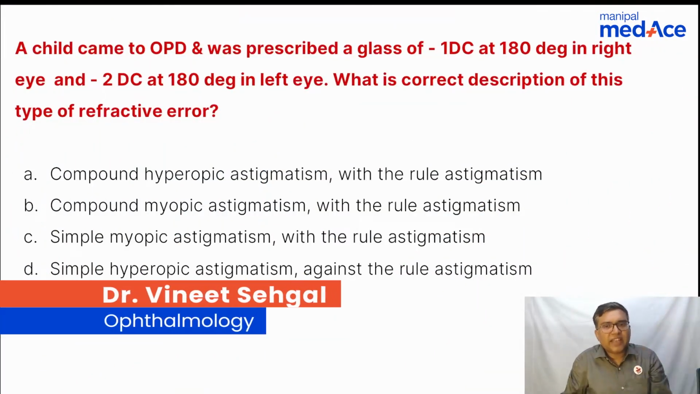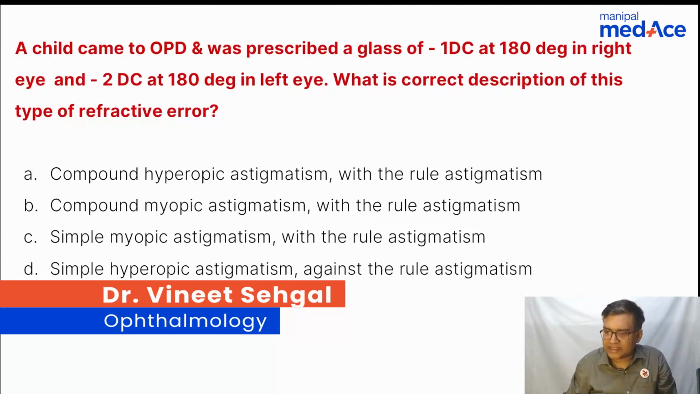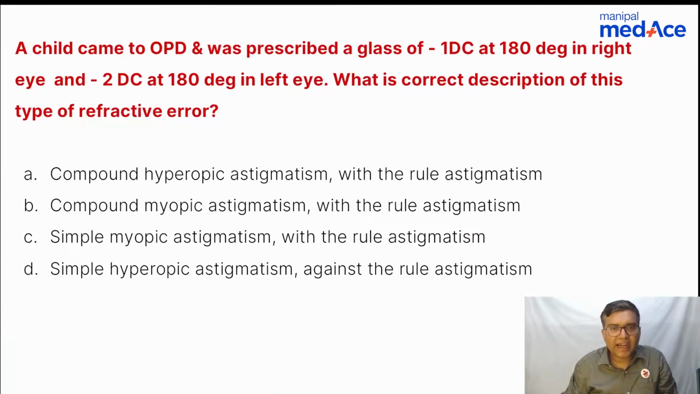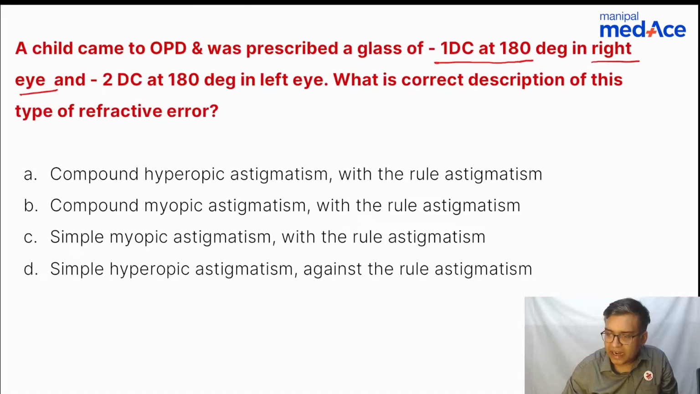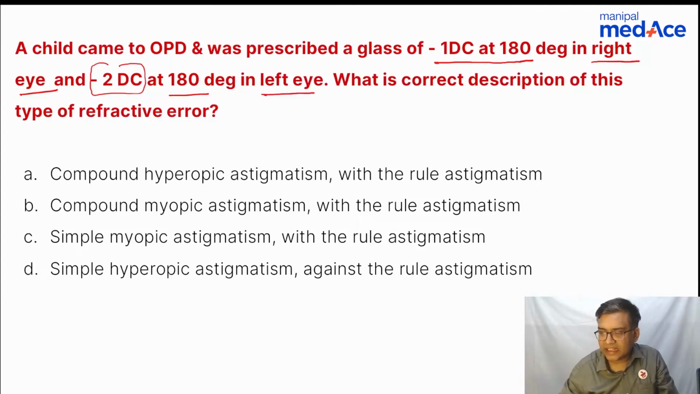So let's start with our first question. A child came to the OPD and was prescribed a glass of -1 diopter cylinder at 180 degree in the right eye and the same -2 diopter cylinder at 180 degree in the left eye. So what is the correct description of this type of refractive error?